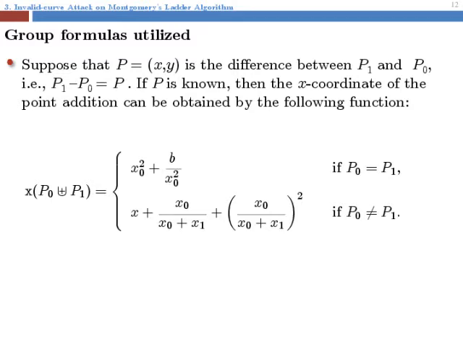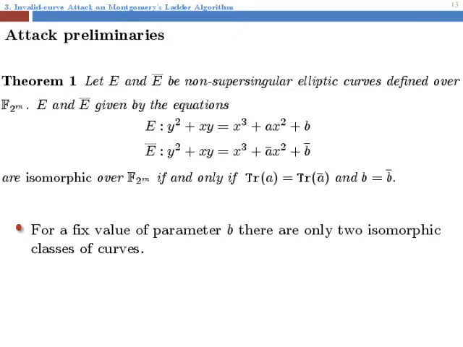The function for point adding with this small x is basically the group formulas. Here, if it's point doubling, we use parameter B. And if it's point addition, normally we use this formula. And we can see here that parameter A is not used.